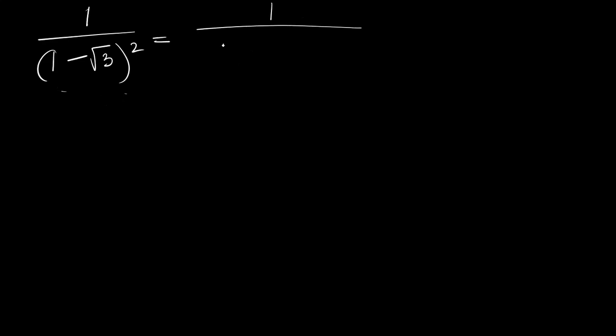Now let's say they gave you another problem. They give you 1 all over 1 minus root 3 all squared. First, what we're going to do is to simplify the denominator. So you just say 1 all over 1 minus root 3 times 1 minus root 3. So that is the same thing as 1 minus root 3 all squared.